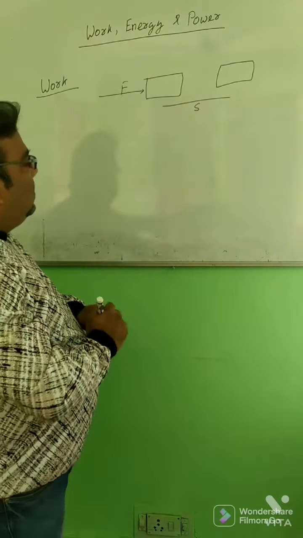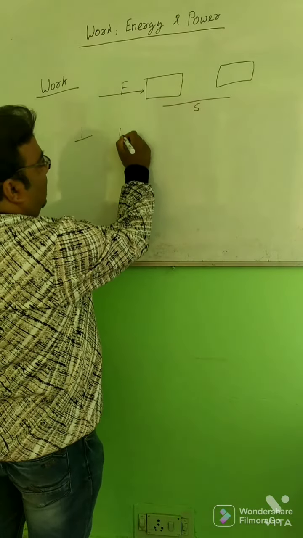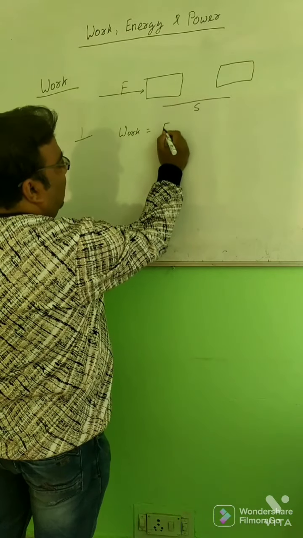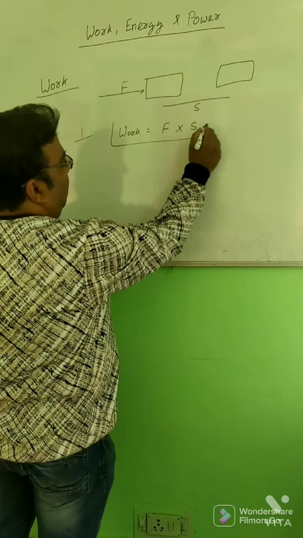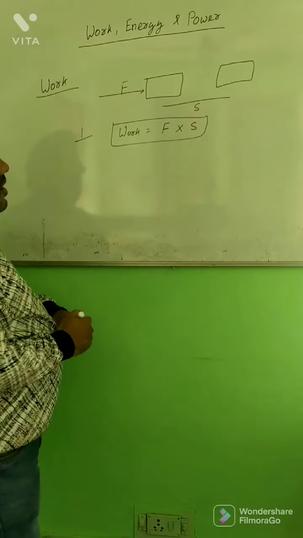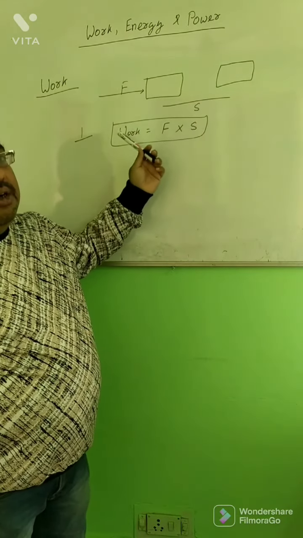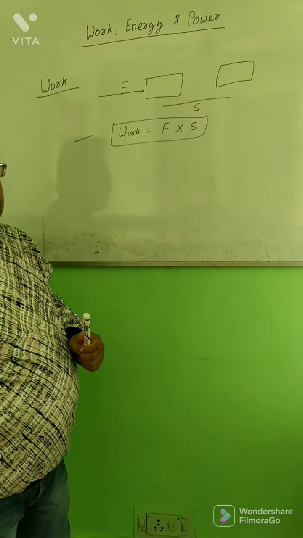Okay, so the first formula for the work done: work done equals the force that is acting on the body into the displacement of the body. That is the first formula for the work done. If a force F is acting on the body and the body is displaced, then work done is equal to force into displacement. Is it okay?